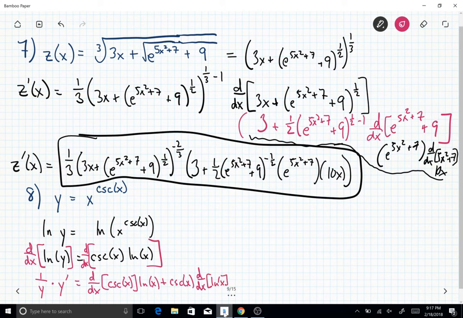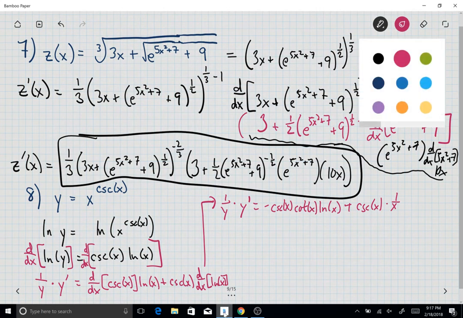Okay, so now moving forward, notice we have 1 over y times y prime equals the derivative of cosecant x, which is negative cosecant x cotangent x, times the natural log of x. And on the other side we have plus the other term, cosecant x times 1 over x. Now you might be asking, where do we go from here?